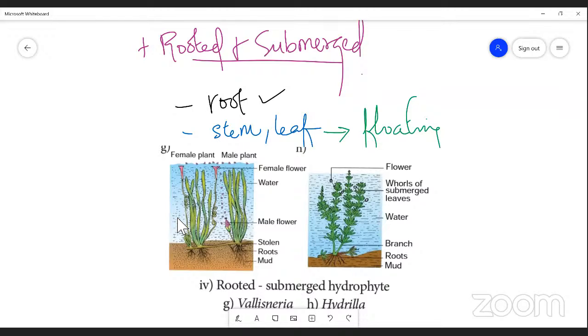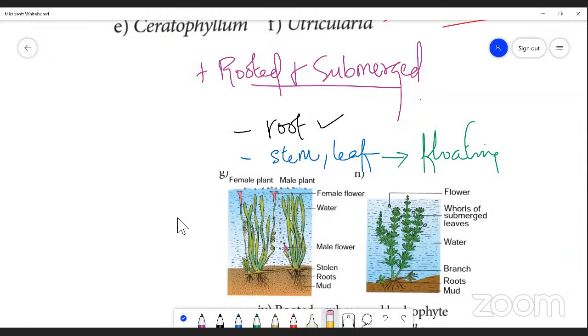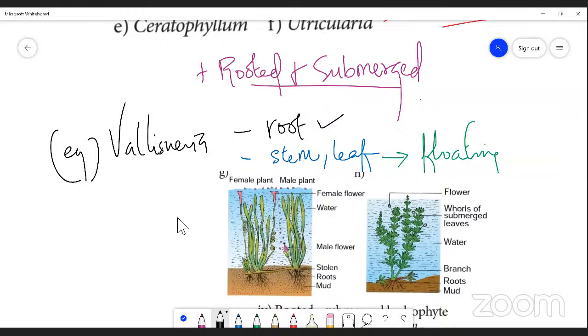For that, I have given two examples. The one is Vallisneria. I'm talking about Vallisneria, which is known as a rooted submerged category. And one more example, that is not Nymphaea, it is Hydrilla. One more example I want to give, Hydrilla.